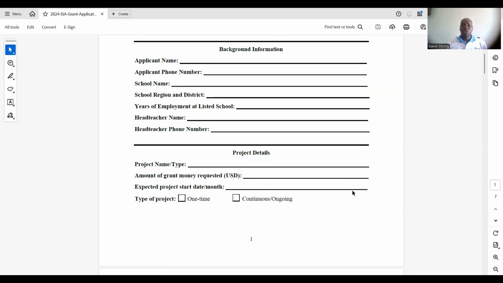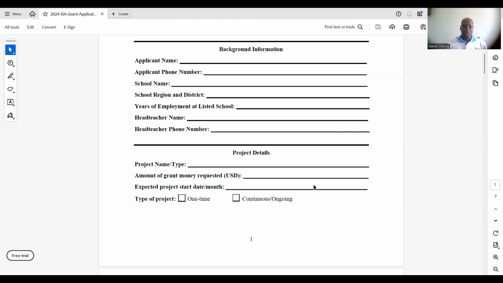Then we have a section for the project details. Here, the first one, you look at the project name or type. Please write for us the project name. If it is a poultry project, let it be straightforward on that. Then the amount of grant requested. Field of Hope currently gives a maximum of 1,000 USD. So you are free to budget for that 1,000 US dollars. Then the expected date of starting. Please let the team also know when you expect to start the project.